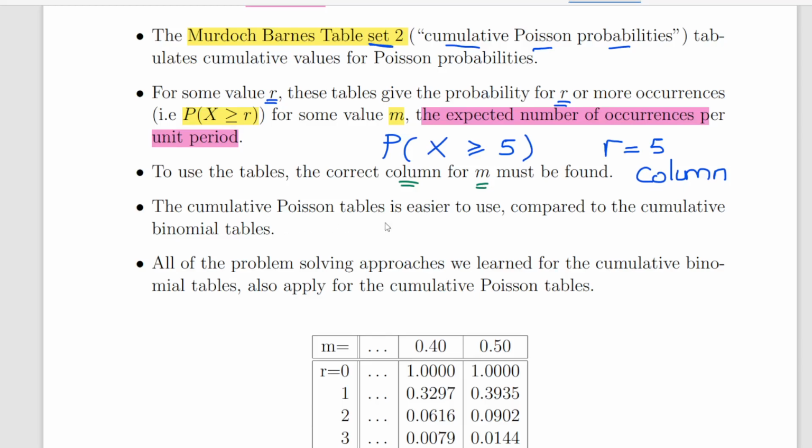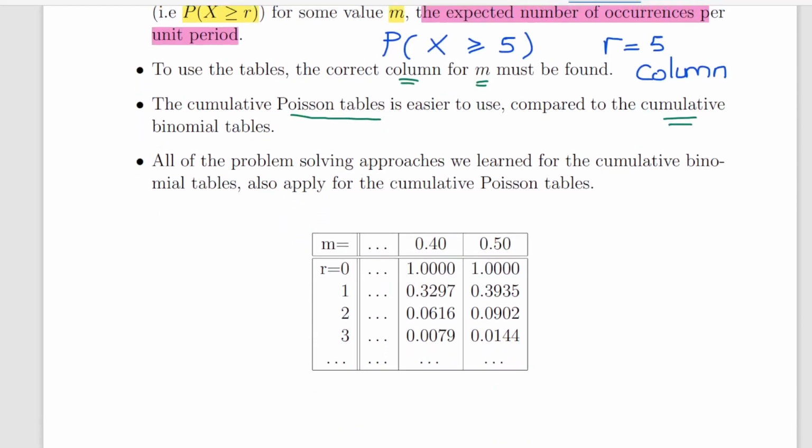The cumulative Poisson distribution is easy to use compared to the cumulative binomial tables. If you're going to be using the Poisson tables, the likelihood is that you will also be encountering the cumulative binomial tables, which are very similar. If not, don't worry about it, but it's strange if you're looking at the Poisson tables and not the binomial tables. So all of the problem solving approaches we learned for the cumulative binomial tables also apply for the cumulative Poisson tables.